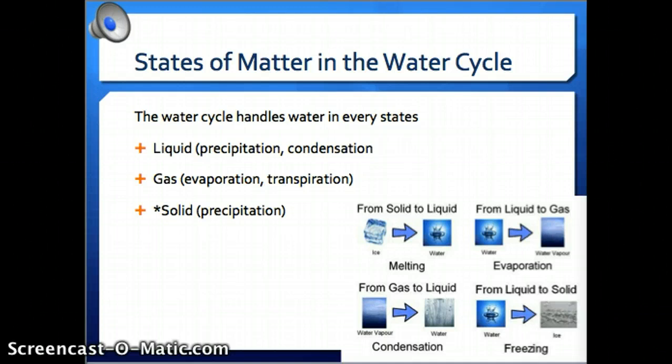By thinking about the characteristics and elements of each stage and state of matter, it is easy to see the connections. Precipitation and condensation deal with water in a liquid state. Evaporation and transpiration deal with water in a gas state. Occasionally, precipitation will deal with water in a solid state. This only occurs in cold weathered areas where they get snow.